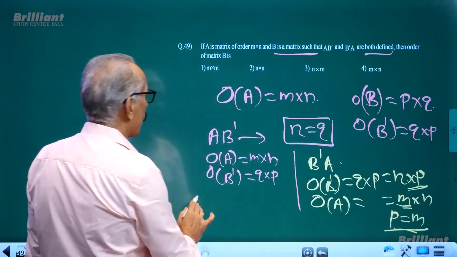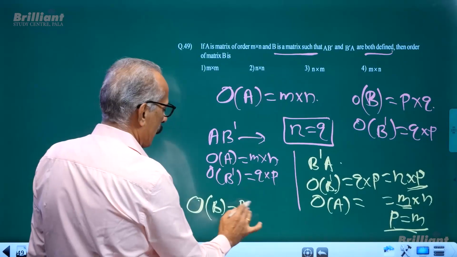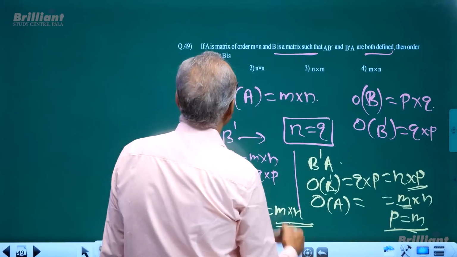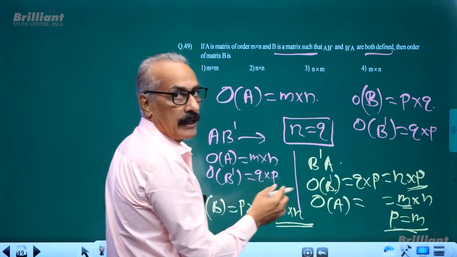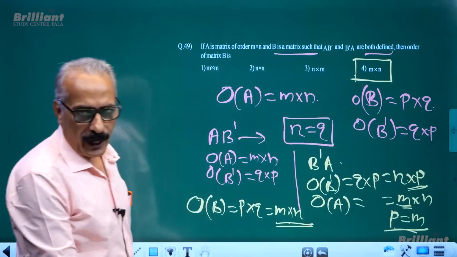Then what will be the order of B? We want the order of B. Order of B will be equal to P by Q. What is P? m. Q is n. So it is m by n. Where is m by n? So this is the fourth option. And now we will move on to the last question.